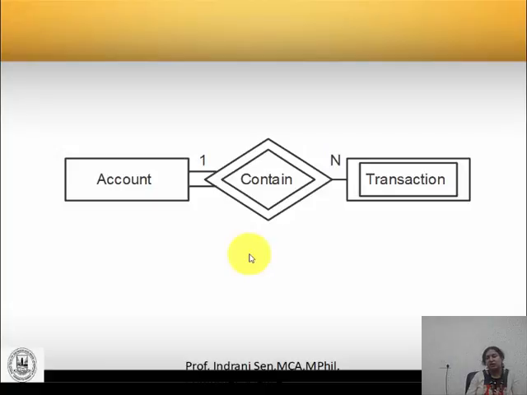Why have we considered transaction as a weak entity? Because a transaction will not have a meaning directly. If you see the transaction, you will not be able to derive any meaning from it unless you associate an account number with it. That's why transaction is considered to be a weak entity set, and it is connected to the account, which is a strong entity set, with the help of an identifying relationship, and that is modeled using a double diamond.